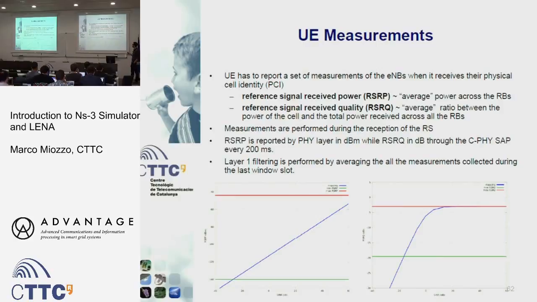And there are two types of measurement: the reference signal received power, a sort of average power across the resource block, so there's no information on the interference, while in the reference signal received quality, we have an average ratio between the power of the cell that I'm attached to with respect to the total power received. So these are the two types of measurement, and these are the typical measurements used for both setting the power of the user and also for performing handover, for instance.